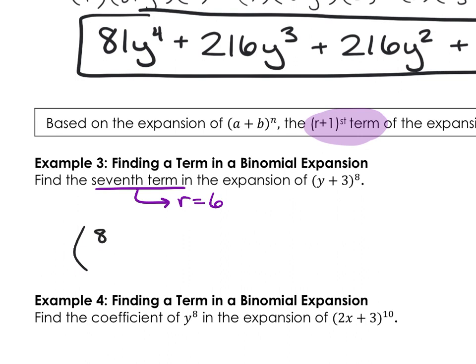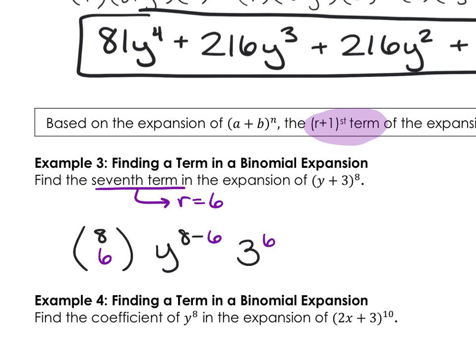We choose 6, which is the number we care about. 8 choose 6 times the first thing, y, to the 8 minus 6, times b, which in this case is 3, to the r, or to the 6. Notice I use 6 on all of these to find the 7th.